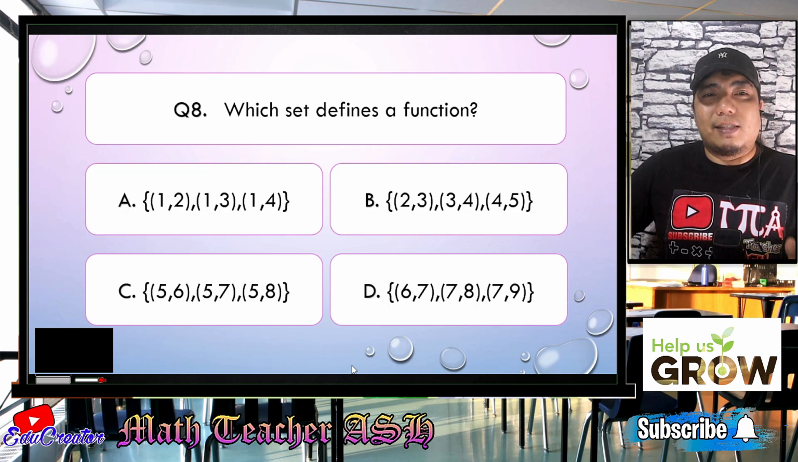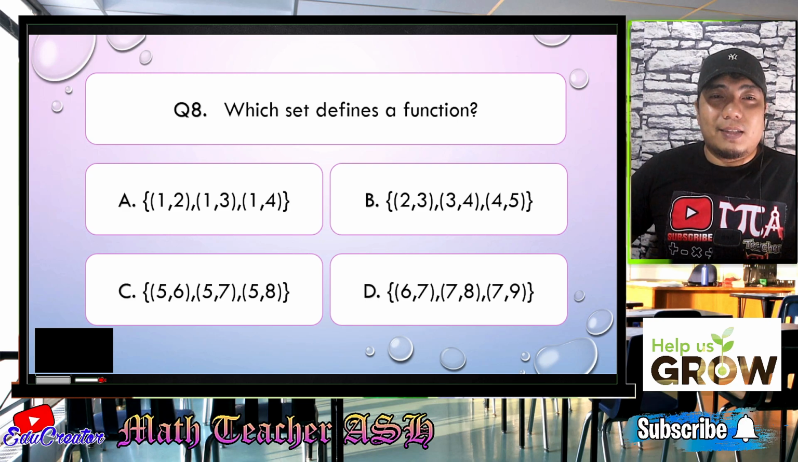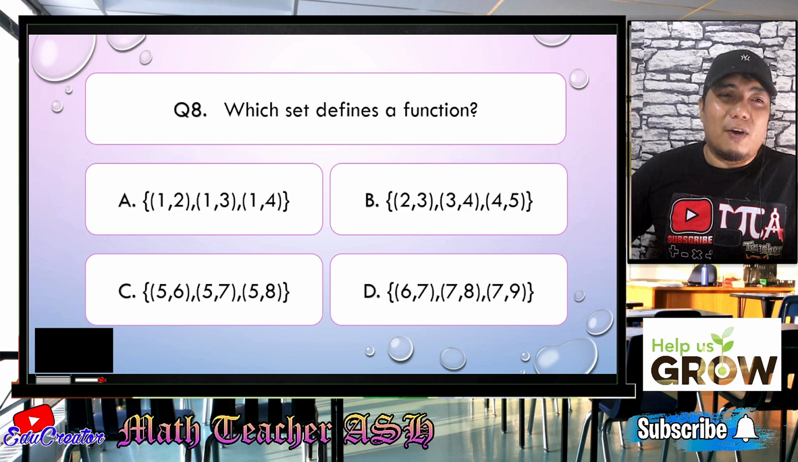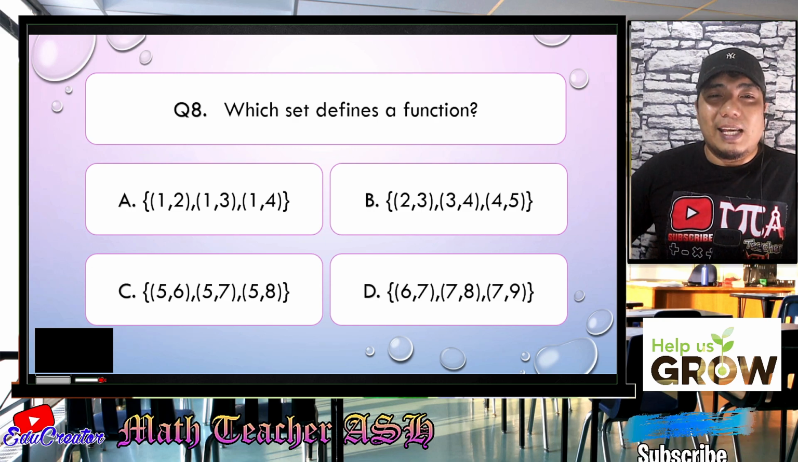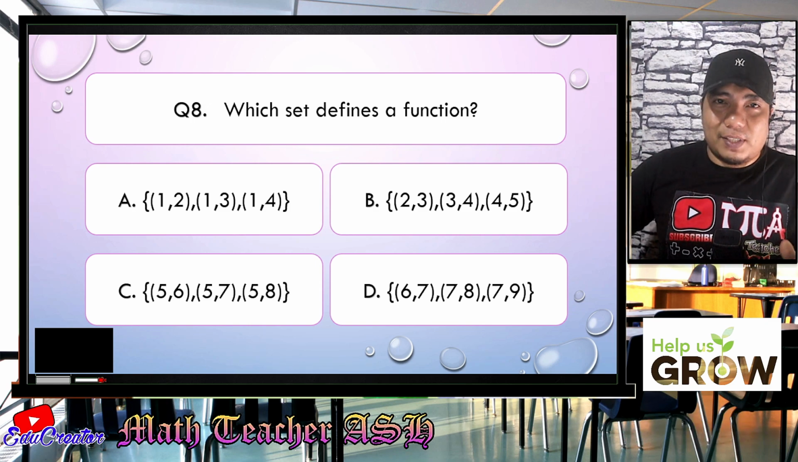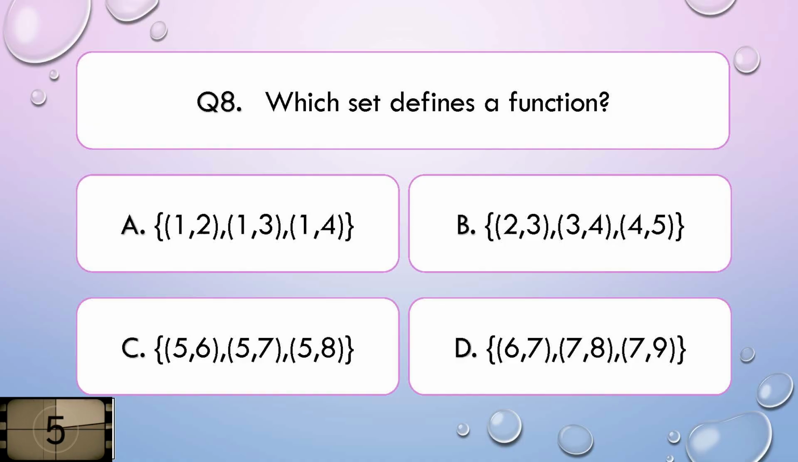Which set defines a function? Is it A, (1,2), (1,3), (1,4); B, (2,3), (3,4), (4,5); C, (5,6), (5,7), (5,8); or letter D, (6,7), (7,8), (7,9)? I'll give you 5 seconds to think about your answer.